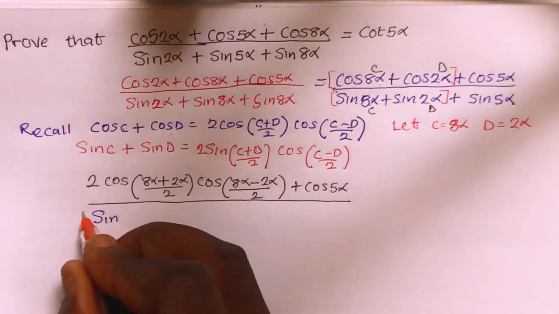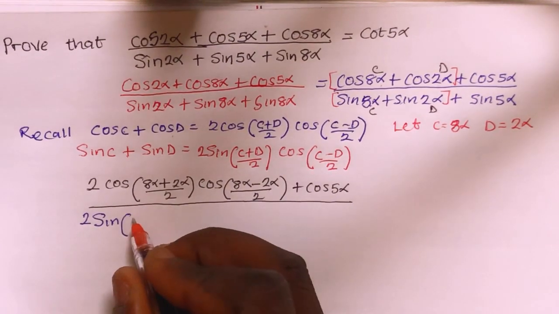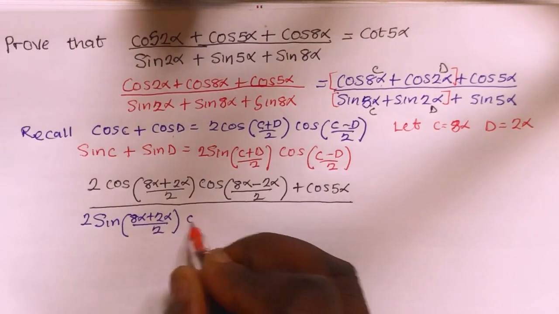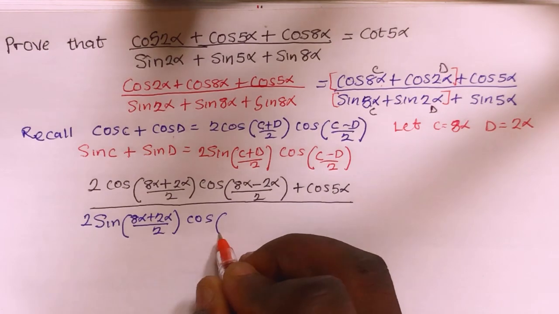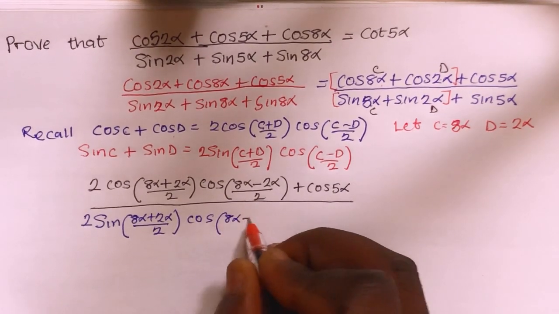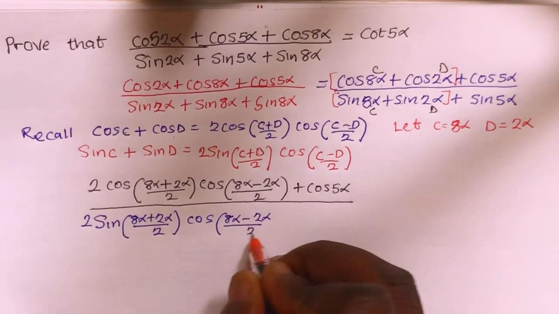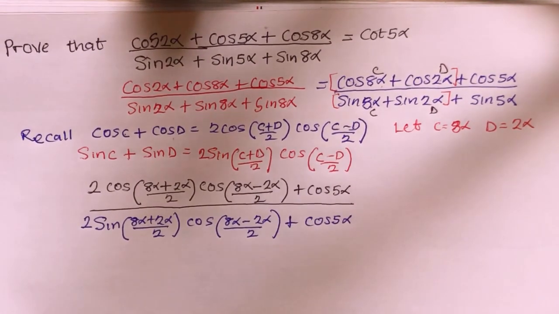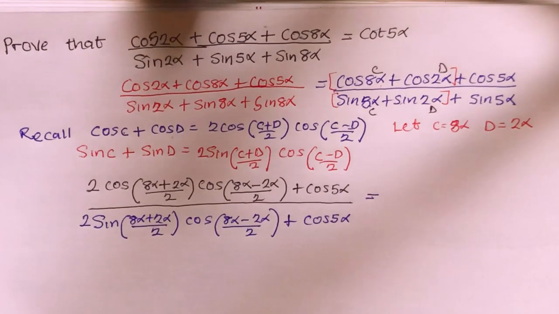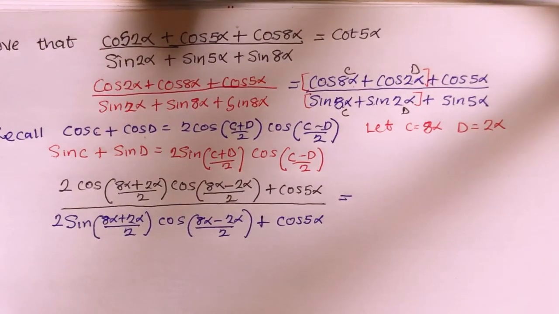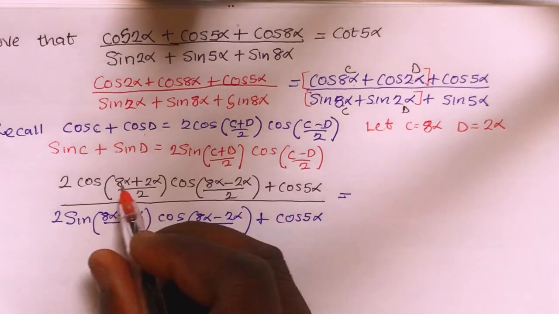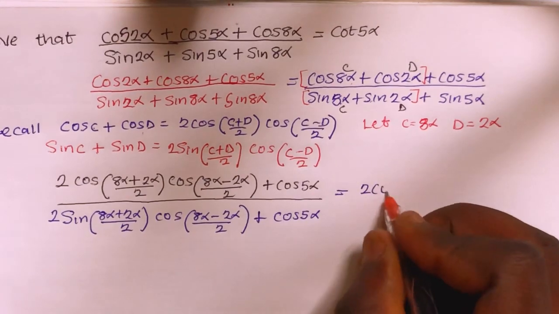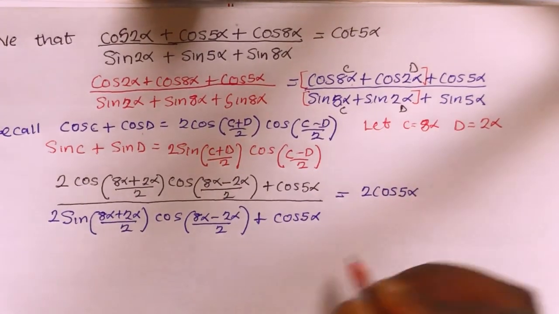2 sine. C is 8 alpha plus 2 alpha divided by 2, cos, open another bracket. What's your C? 8 alpha minus 2 alpha divided by 2, plus cos 5 alpha. Then this can be simplified to another form. 8 plus 2 is 10, 10 divided by 2 is 5. We have it to be 2 cos 5 alpha.